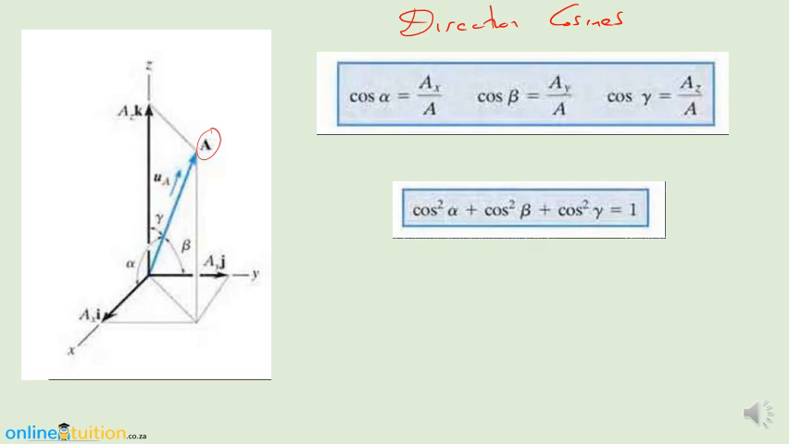It doesn't take a genius to realize that the angle alpha is between the x-axis and the vector, the angle beta is with the y-axis and the vector, and the angle gamma is with the z-axis and the vector A. So the direction cosines are defined as such: cos alpha is Ax over the magnitude of the vector A, cos beta is Ay over A, and finally cos gamma is Az over A. In a way, the direction cosines give you the components of the vector, because Ax is magnitude A times cos alpha, Ay is magnitude A times cos beta, and Az is magnitude A times cos gamma.